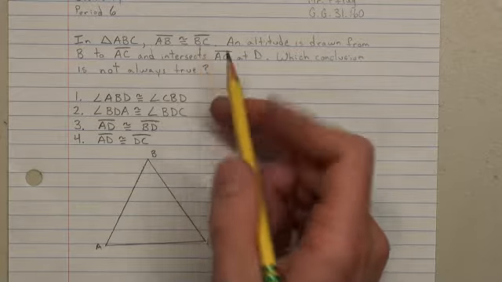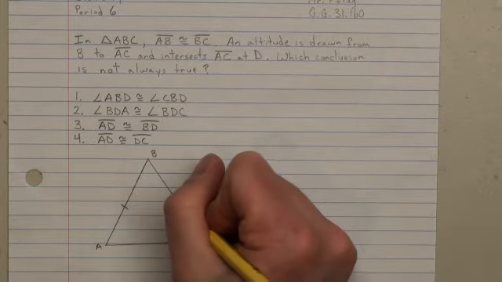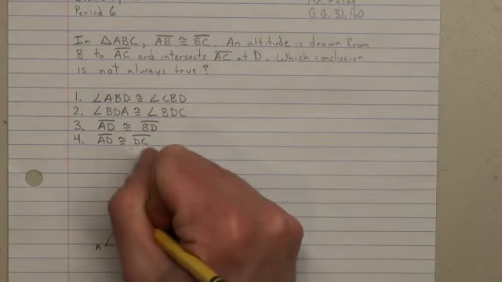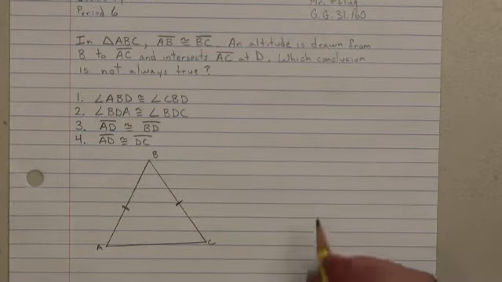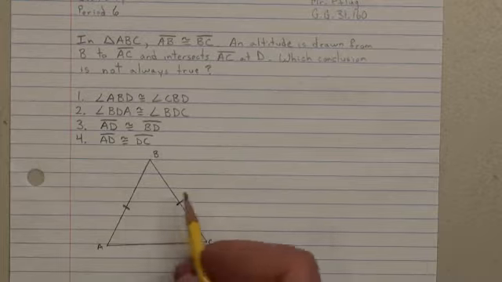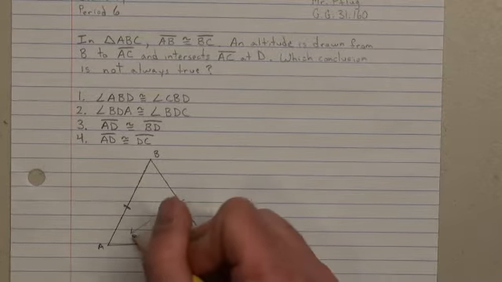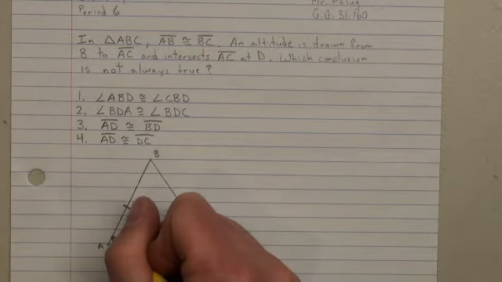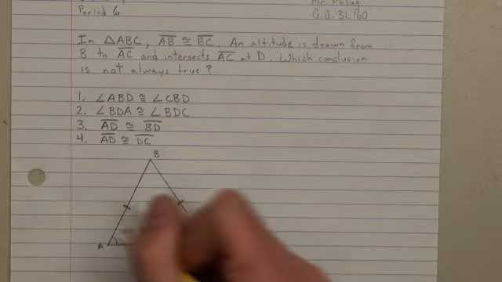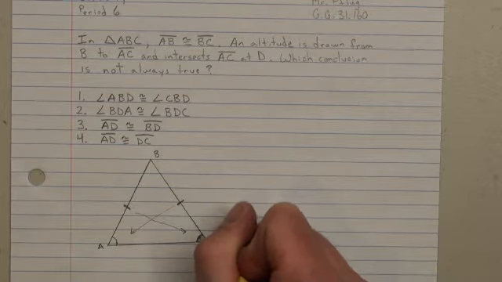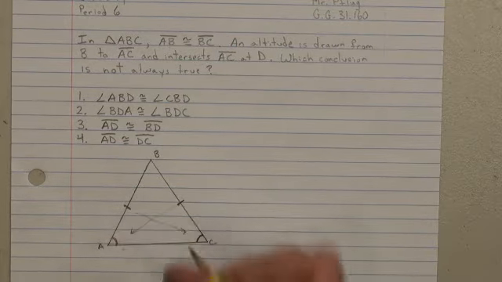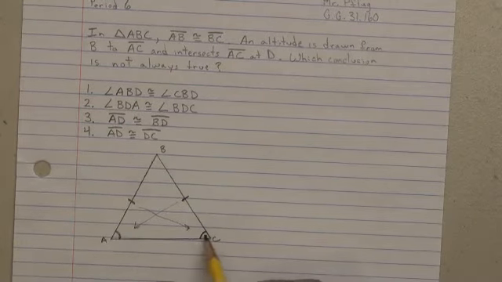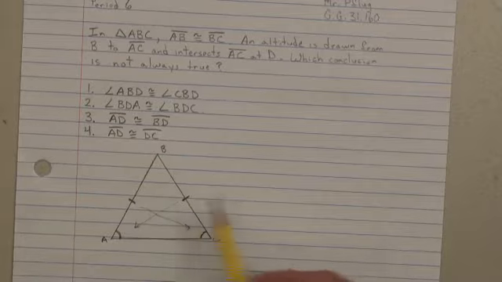And it says AB is congruent to BC, so we know that AB and BC are the same length. So I'll put a single hash mark on each side. Since those two are the same, I also know that the angles that are opposite them are the same. So I'm going to put an angle mark here and one angle mark here. That means that these two angles are the same even though we don't know what they are. This is an isosceles triangle. These are the base angles and these are the legs.